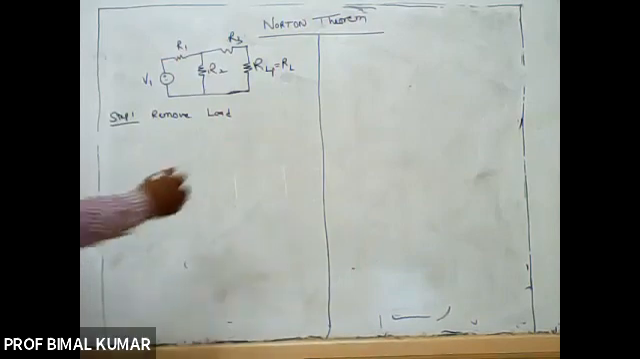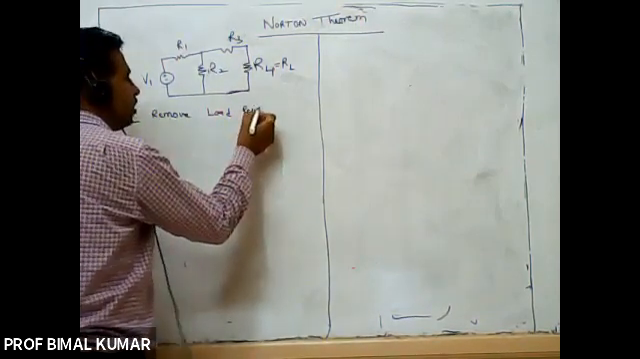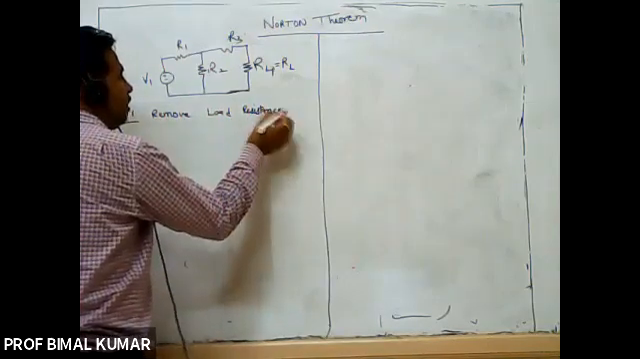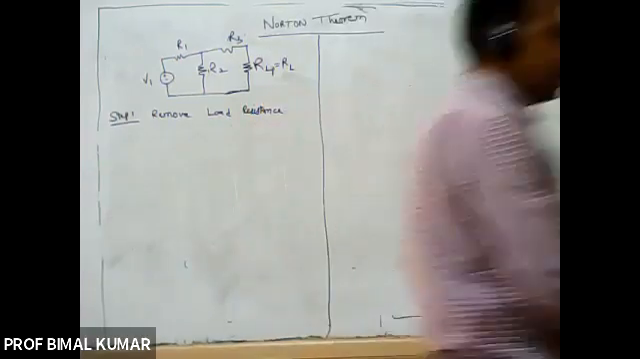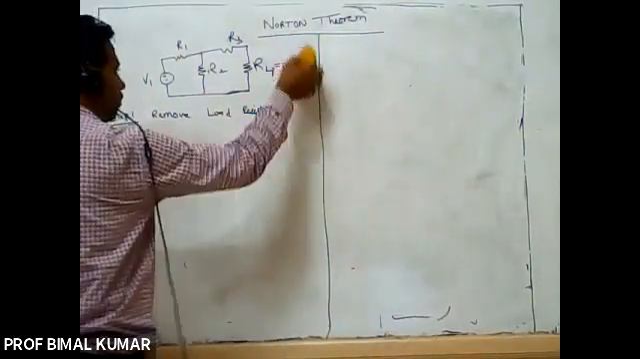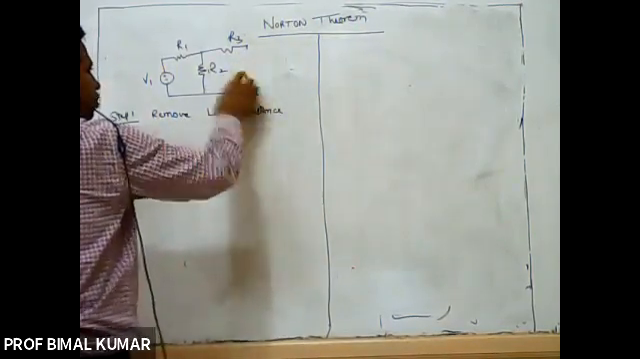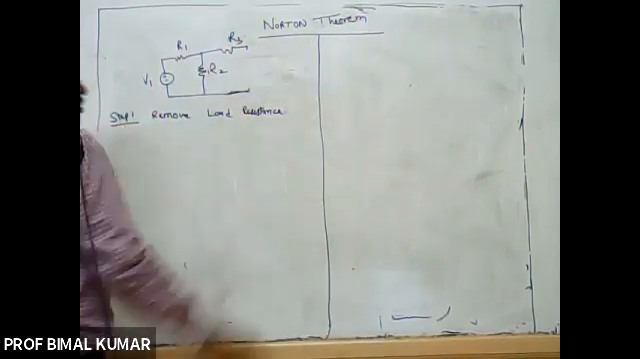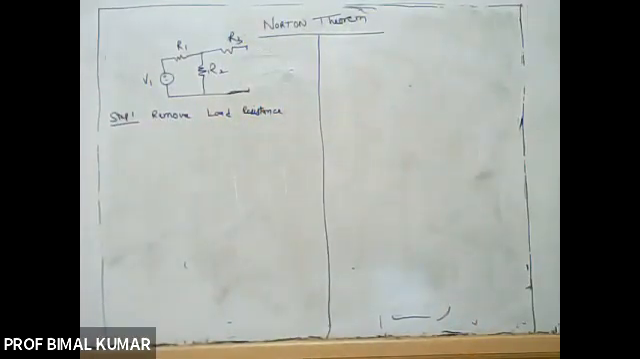So step 1 is remove the load resistance and redraw the circuit again. After removing the resistance, I am here taking this R4 as a load resistance. So after removing it, this is your network. You may redraw it again.